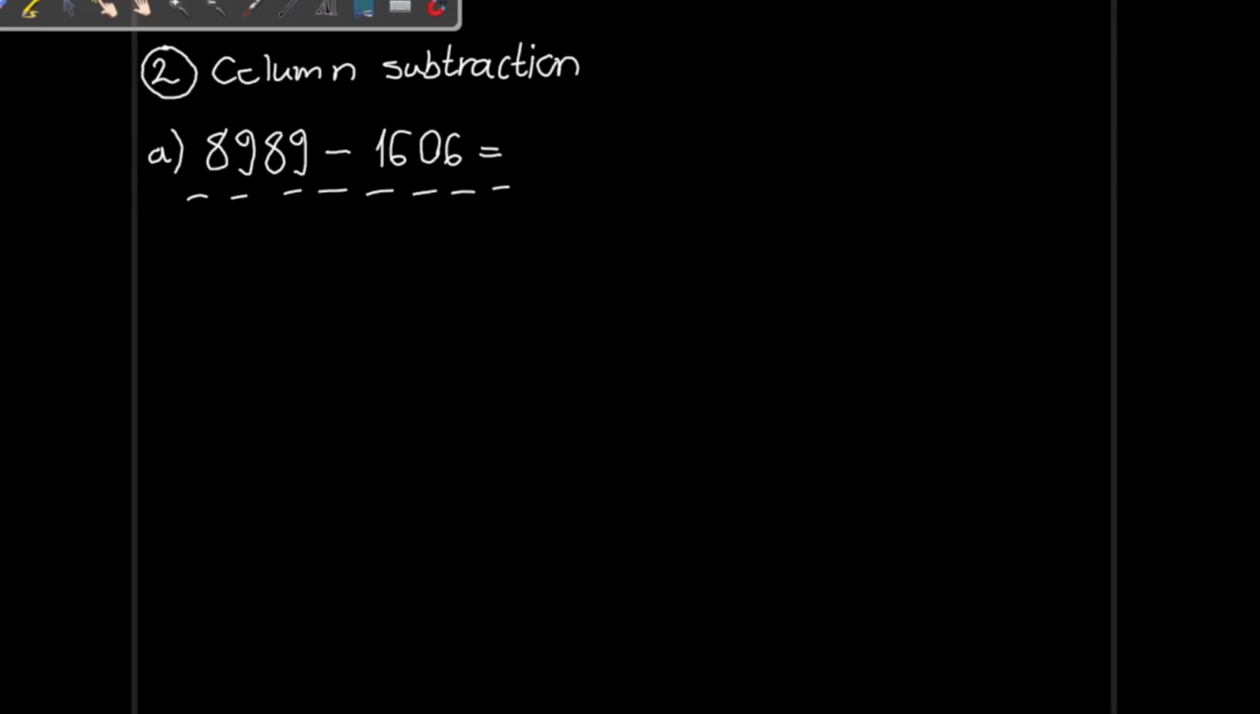So in column subtraction, it is very important to write the leftmost number here first in the column, like this, and writing the minus sign here, and the second number, the rightmost number, comes below the first one, like this. Alright, this is very important.